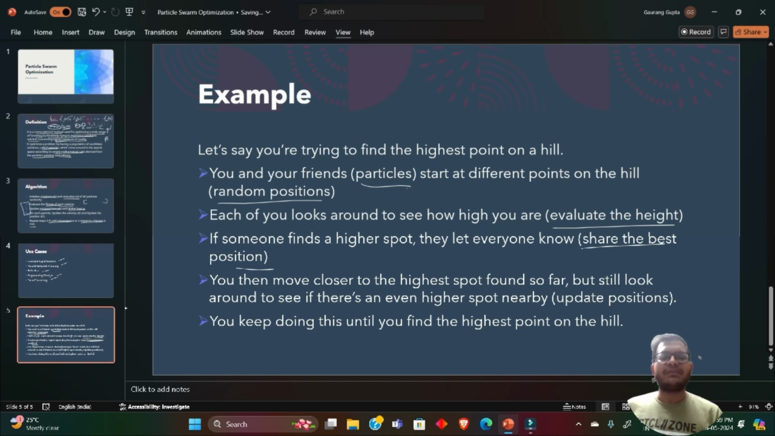Now you will move close to it, but as you are moving, you will also look around. Okay, that is the highest position for now. Can I find a better position than that? If you found one, you will inform that to everybody. You will update your position. They will update their positions, and they will update their velocities also to go to that higher position you spotted. You will repeat this process until you have found the maximum point on the hill where all of your friends have reached. So that's the objective, and you will achieve it in this way if you are using particle swarm optimization.